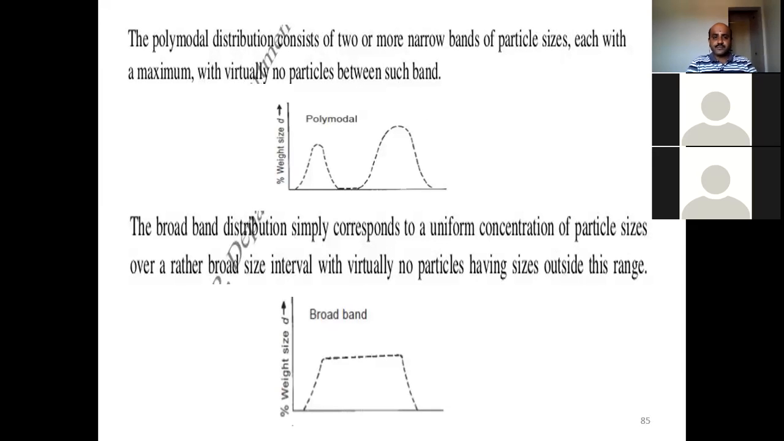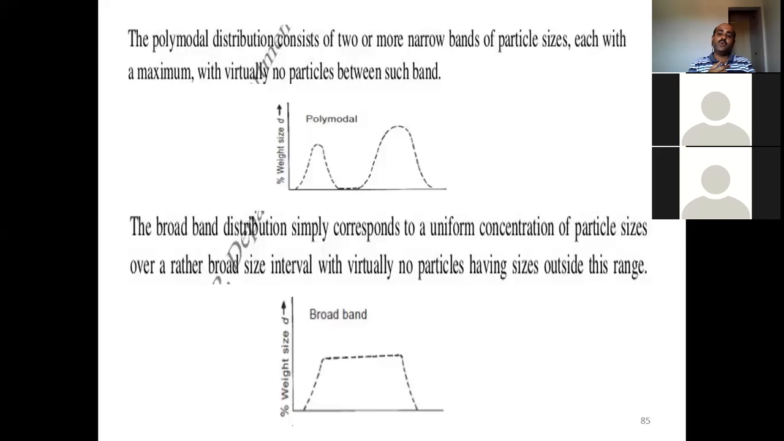Second, we have the polymodal distribution, which consists of two or more narrow bands of particle sizes, each with a maximum, with virtually no particles within such bands. This is what we are talking about here: the distribution of the sizes. When we speak of the size of a powder, first we should speak of the distribution of the size. Whether it is a unimodal distribution, a polymodal distribution or a broadband distribution, we can explain different modes of distribution.